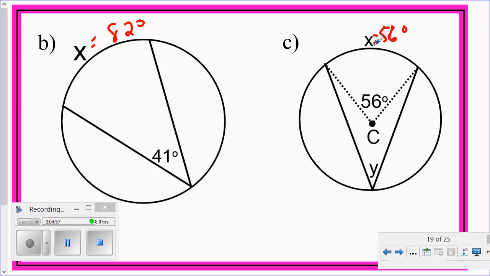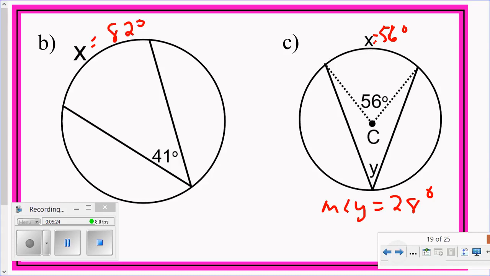But now we also want to figure out the inscribed angle here marked y. So remember, that's half the measure of the intercepted arc. So I'm going to divide 56 in half. Well, 50 in half would be 25, and 6 divided by 2 is 3. So that's going to be 28. The measure of angle y is equal to 28 degrees.